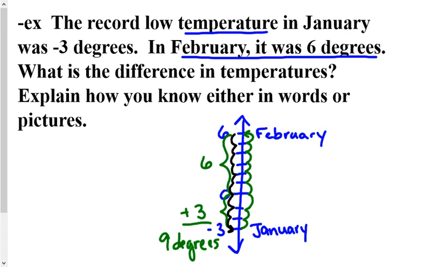Typically, when we explain the distance between things or the difference, when we're finding that, we're going to write it as a positive number because it's really absolute value. It's not asking us which one's lower or higher. It's just simply asking what is the distance between them.